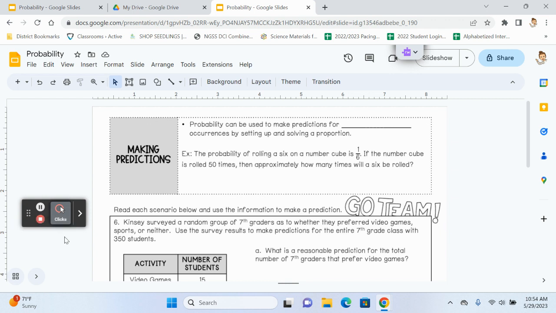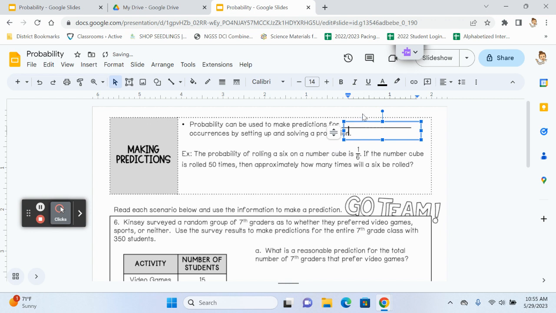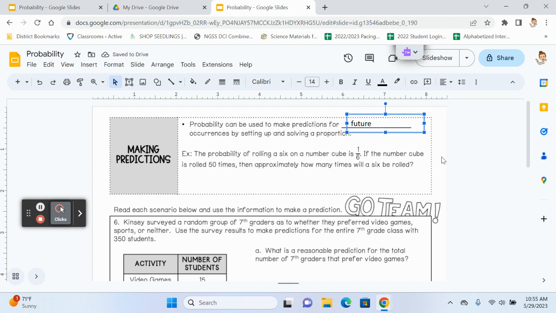So making predictions. Probability can be used to make predictions for future occurrences by setting up and solving a proportion. So here's an example, and you know proportions. This is equivalent ratios. So it's just called a proportion. And when you get into seventh grade, proportion is going to be the big word that you hear when you're talking about equivalent ratios. And it's going to become a huge part of your seventh grade life.